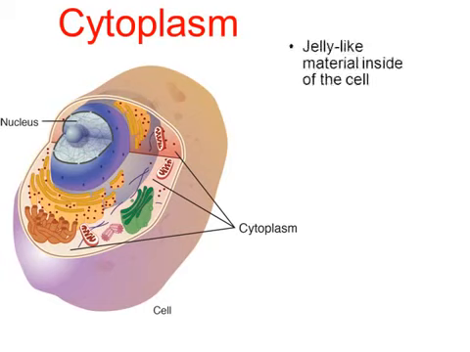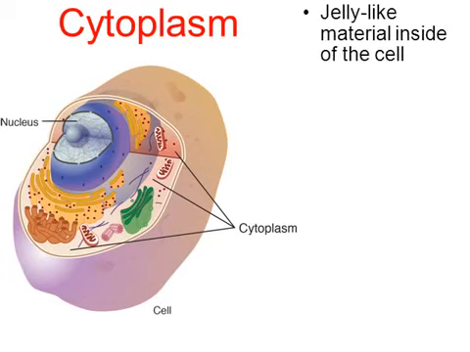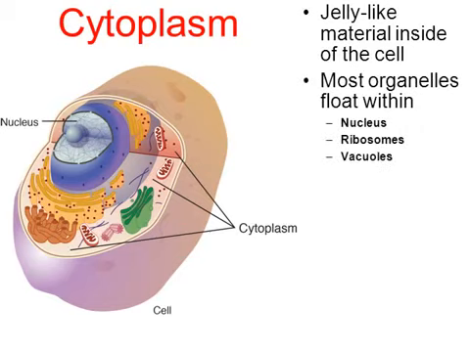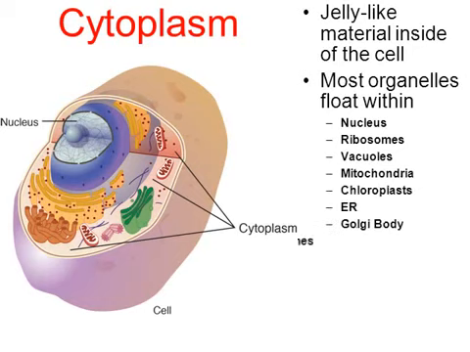So the cytoplasm, the first thing I want to mention is that it's the jelly-like material on the inside of the cell. You know, when you look at diagrams, sometimes in a diagram a cell might look like it's empty or filled with hollow air space, and that's not true. Cells are filled with a jelly-like liquidy material called the cytoplasm, and in that cytoplasm most organelles float within. You can see here's a list of a few of the organelles that are floating around in the cytoplasm. We're going to talk about all of these throughout this video. We'll talk about what the mitochondria is, what lysosomes are.